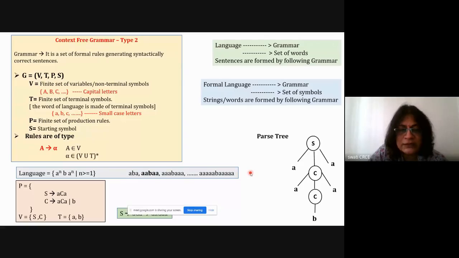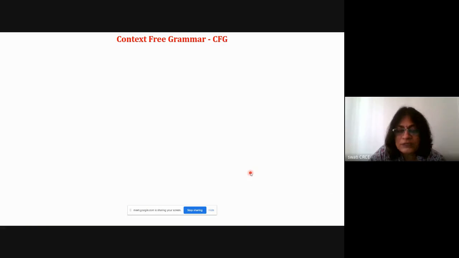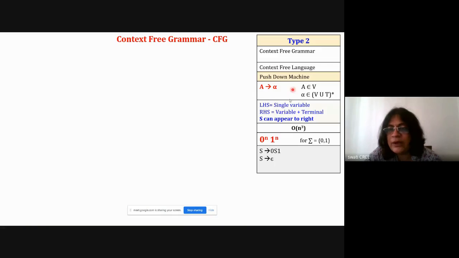So let's see some of the new problems. Just now I told you that context-free grammar is a CFG, the language is a CFL, and the machine is the push-down machine. Rules are of the type A generates alpha, where alpha indicates a group or combination of variables and terminals, and even S can appear on the right hand side. That is the speciality of context-free grammar. Your starting symbol can appear on the right hand side, whereas in a context-sensitive grammar, your starting symbol cannot appear on the right hand side of your rules.